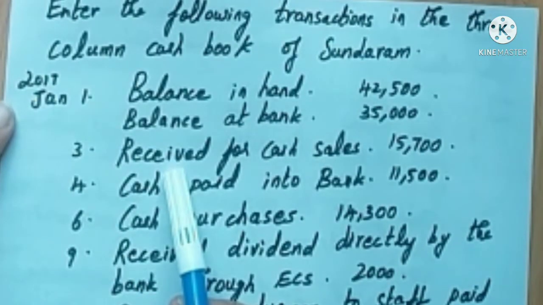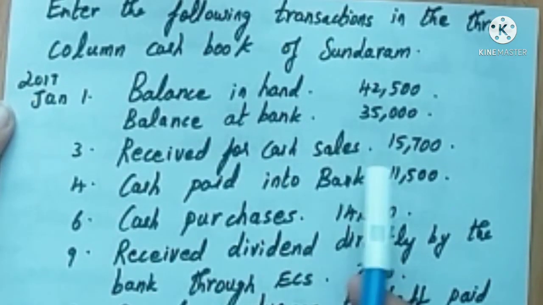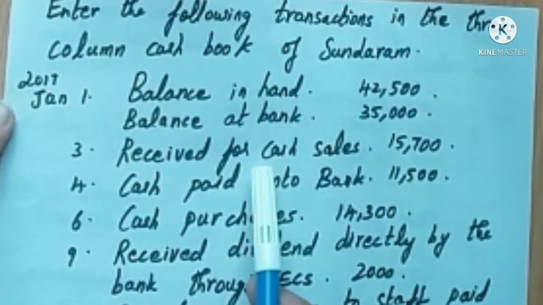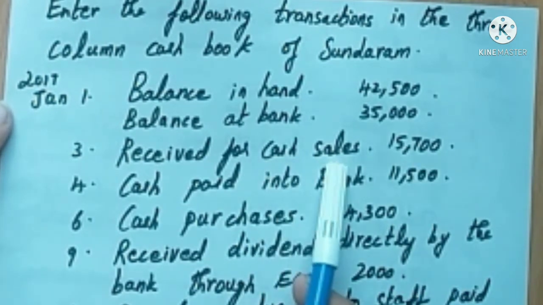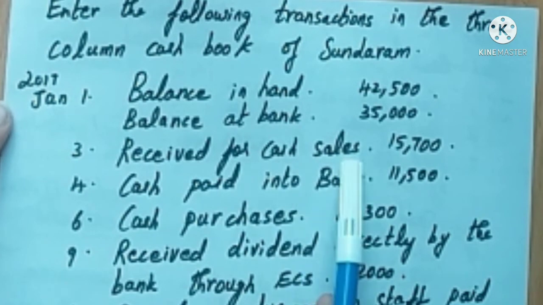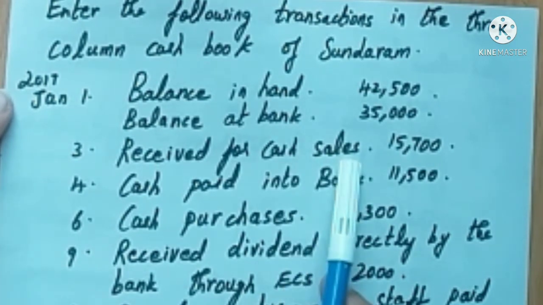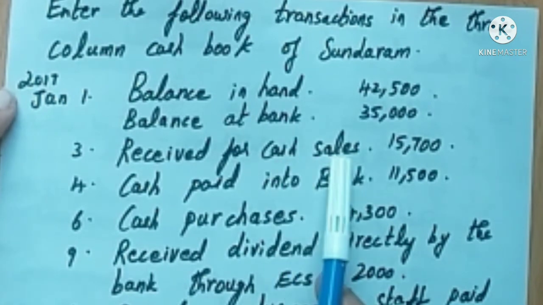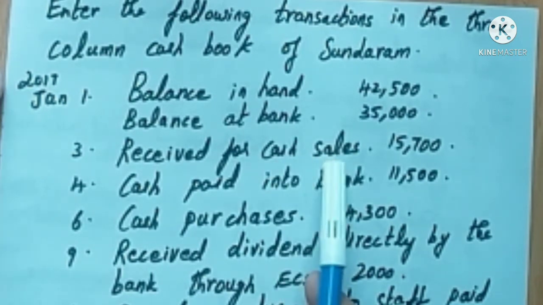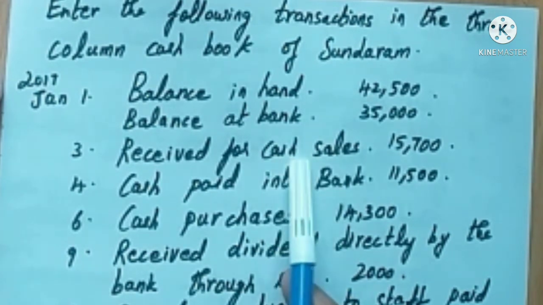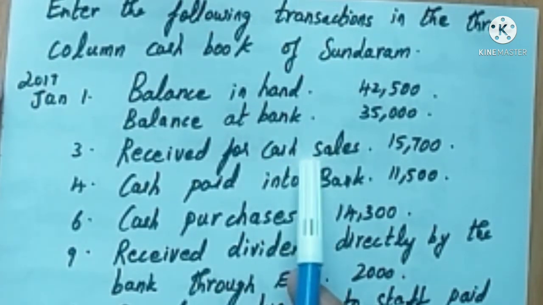On third, received for cash sales 15,700. So okay, here cash sales is made. We know that all the cash transactions will come in cash book. What is the entry for cash sales? When you make sales, cash is coming in. Sale is happening. Sale is an income, so it is credited. The entry is cash account debtor to sales account.